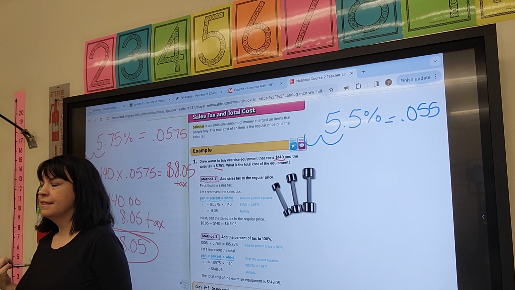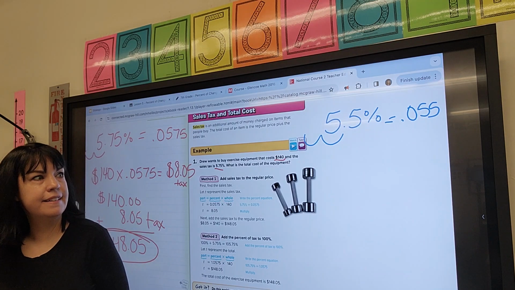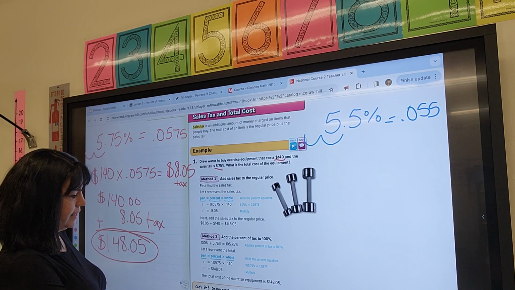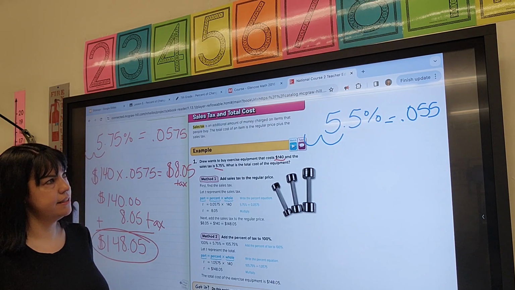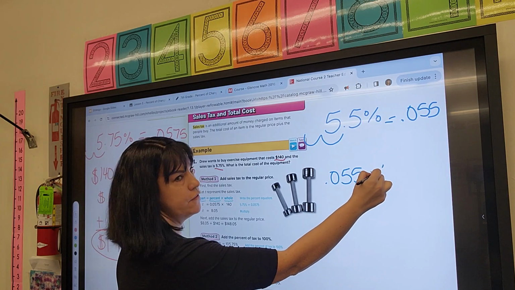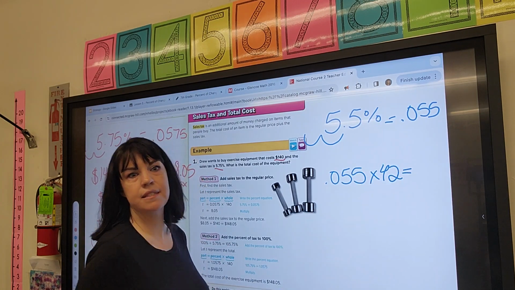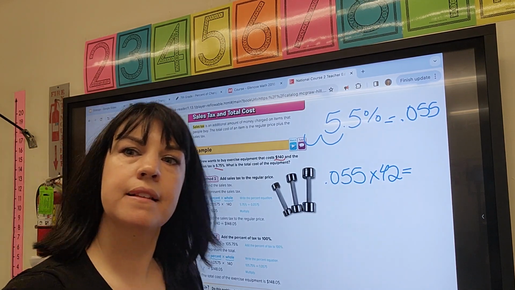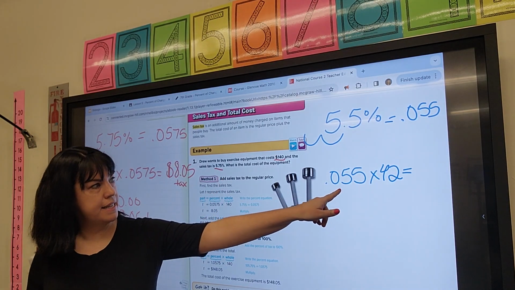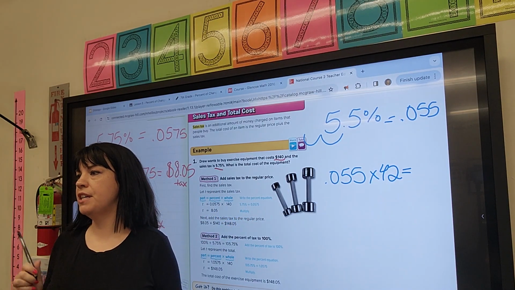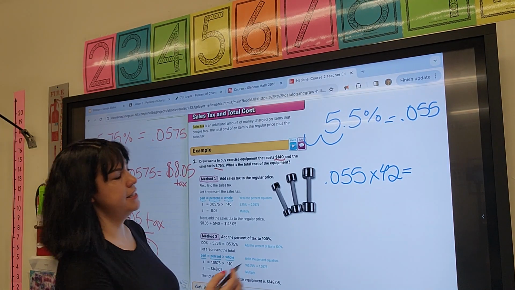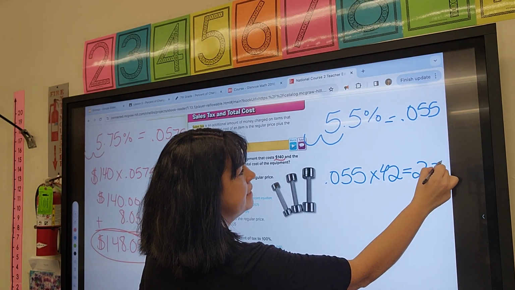Who can tell me the second step to solve? We multiply by the cost of our sweatshirt, which is $42. So we have 0.055 times 42 equals... Okay, so we are multiplying the decimal by the amount of the sweatshirt. What did you get? 2.31. That's correct. So that's your tax, $2.31.